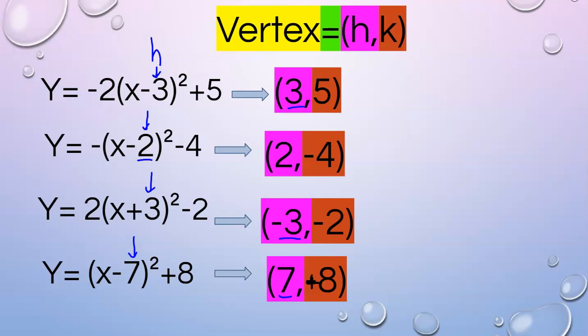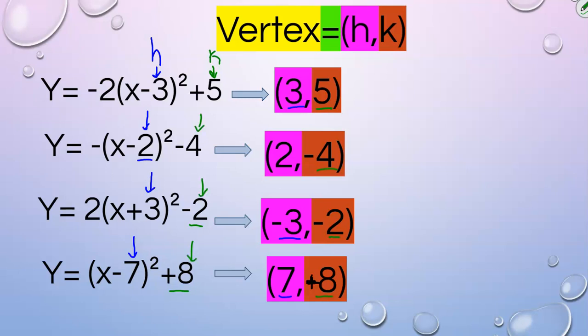Now, on the other hand, when we're looking at the K value, the K value is just whatever it is. So this is +5, this is +5. This is -4, this is -4. This is -2, this is -2. This is +8, this has to be +8, and this would be for any of my K values.